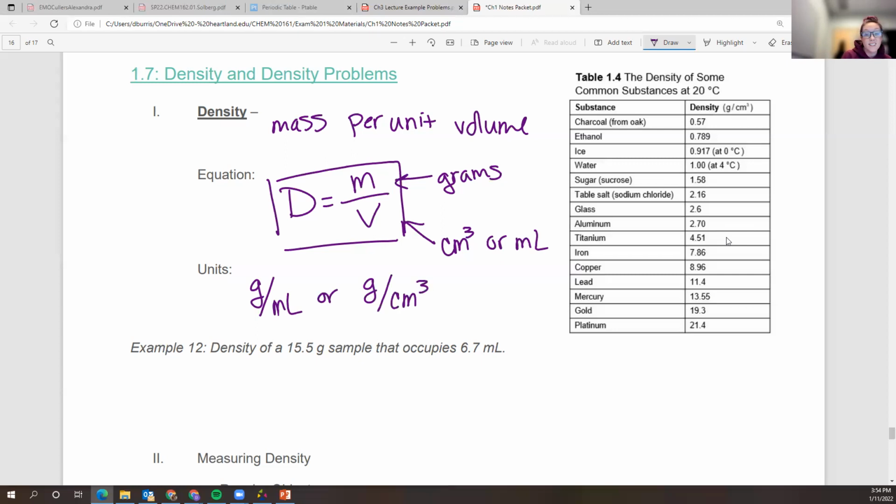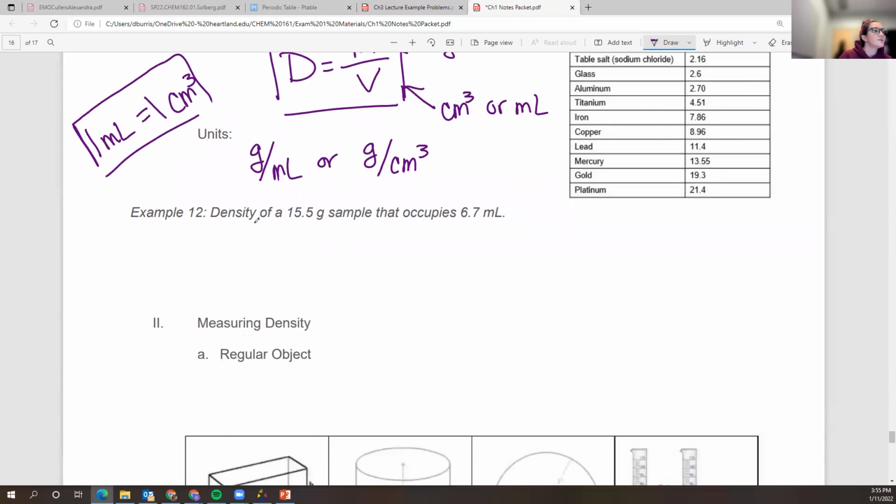Now, I do want to point out something that's going to be really useful to know here. 1 milliliter is the exact same thing as a cubic centimeter. These convert from one to the other. And so whether you're using a liquid or solid or something, that's going to be a really useful equation to know, that those two things are equal. All right. So we're going to do this example here. Give it a pause, try it on your own, and then check your answer.